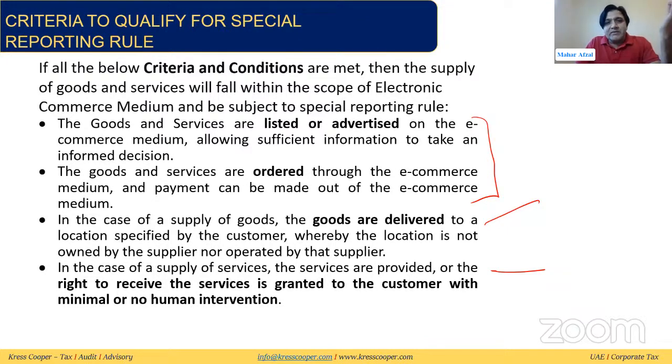First of all, goods and services are listed or advertised on the e-commerce medium. Suppose there is a platform, and on this platform goods are listed. From these goods you can check the prices, and you can make an intelligent decision whether you need to buy these goods or not. This is providing sufficient information to make decisions. Then it will be assumed that goods or services are listed and advertised on the platform. That is the first condition. Second condition, the buyer, the customer, is able to make orders.